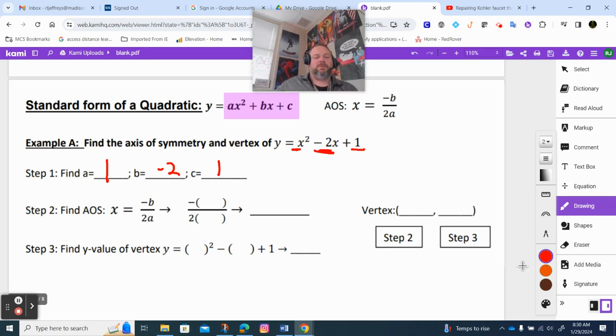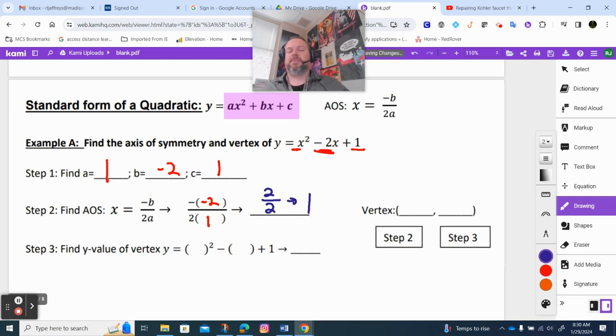Okay, so we plug this in. So -2 goes here, and then 1 goes here. We have a negative times negative, which is +2, over 2 times 1, which is 2. We end up getting 1.